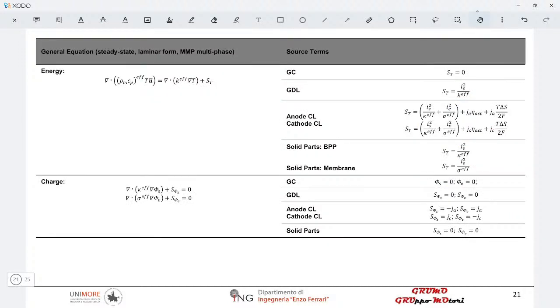Finally, for the energy, we've talked about these source terms. I mean, basically, in fluid regions, we have no heat generation. In the GDL, we have only the Joule effect, as we have in the other solid parts. Okay. In the catalyst layers, we have everything. Okay, so here catalyst layers are the critical ones for heat generation. Most of the heat is generated at the catalyst layer.